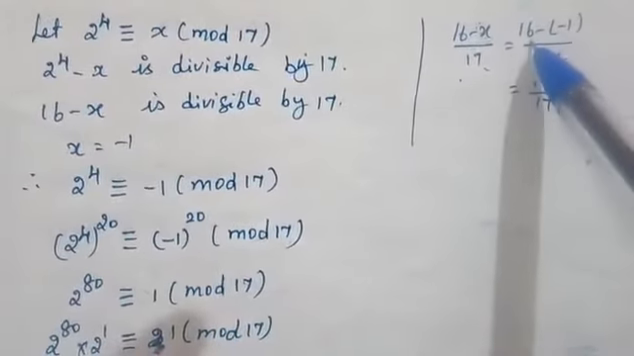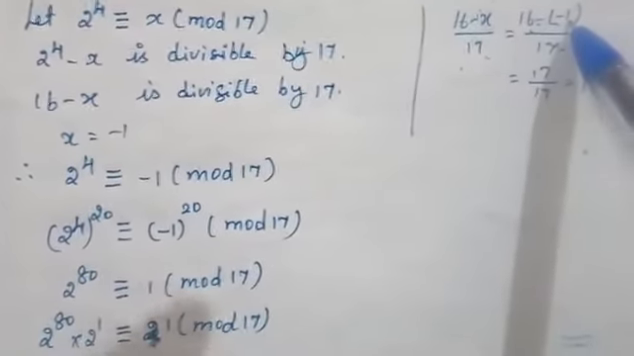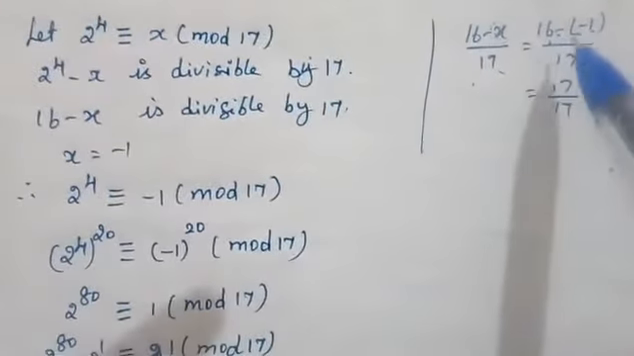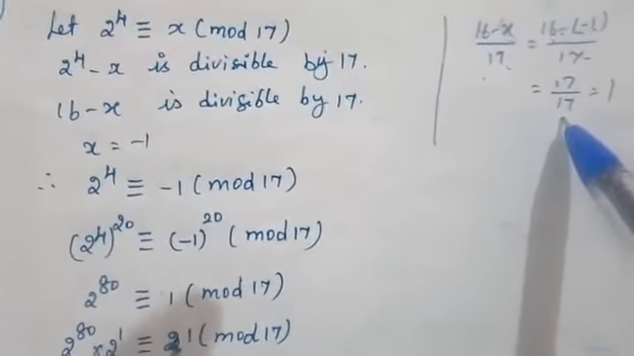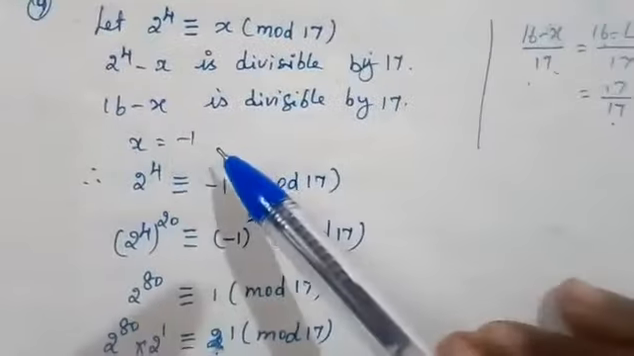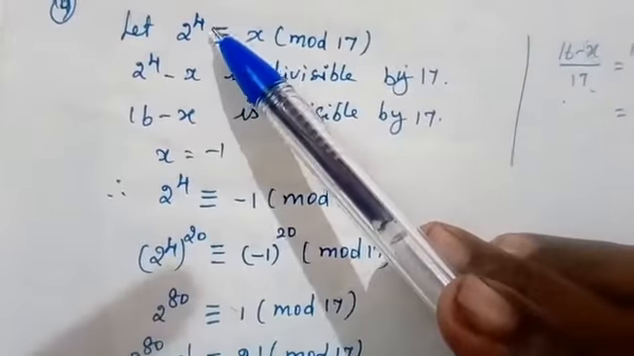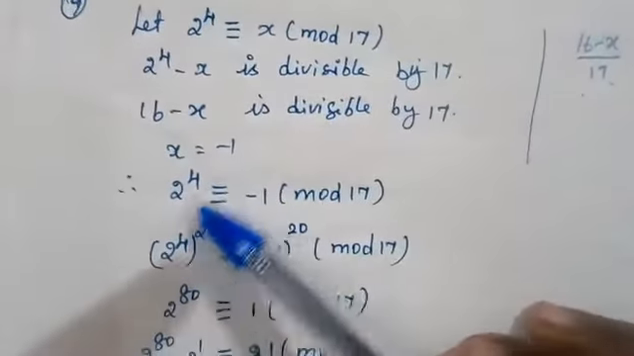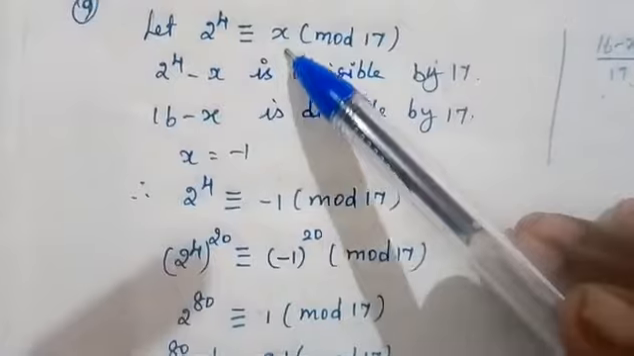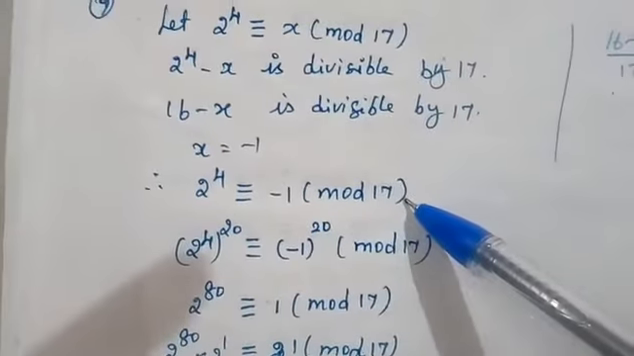Already 16 is there, so 1 is needed. So minus 1 you have to consider. Minus of minus is plus, so it is 17, and 17 by 17 is exactly divisible. So the x value is minus 1. Now substitute in what we considered first: 2 power 4 is congruent to x modulo 17, that is, 2 power 4 is congruent to minus 1 modulo 17.